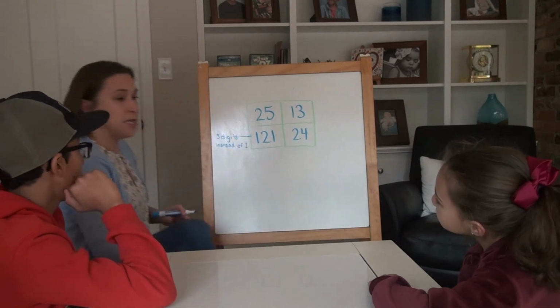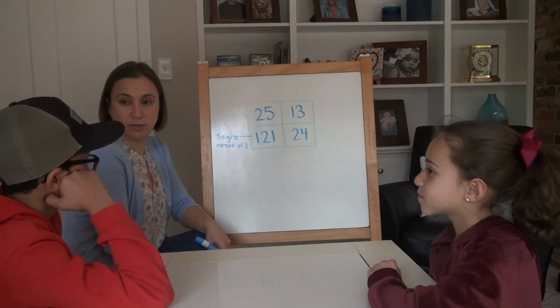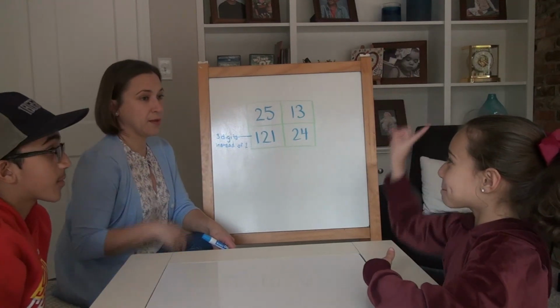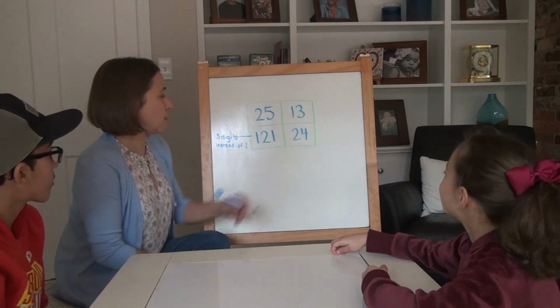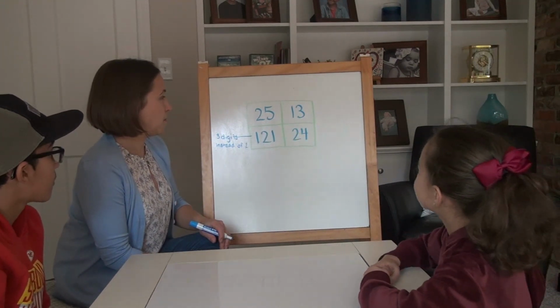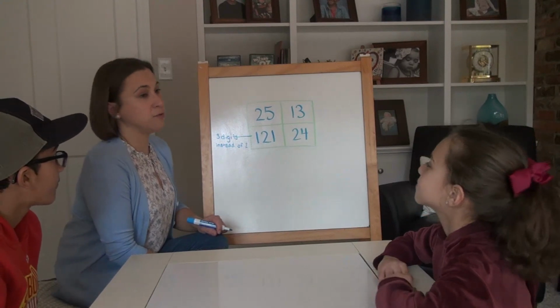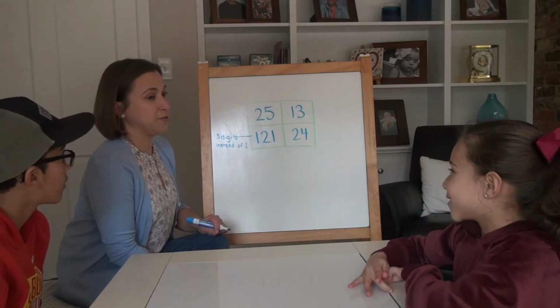All right, Jackson, did you have a different reason, or did you agree with Reagan? I agreed, but I have another one. Okay, go ahead. 13, because all the others have the number 20 in them, and 13 only has 10. So Reagan, do you agree or disagree with that? I agree. That's what I was gonna say too.